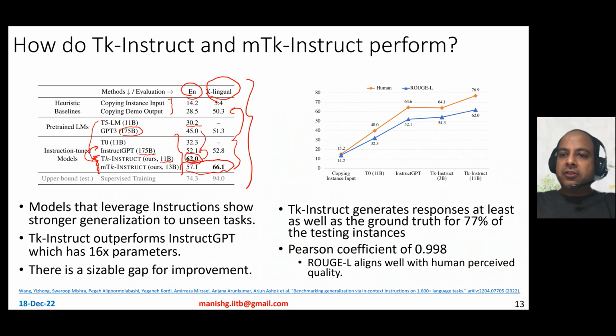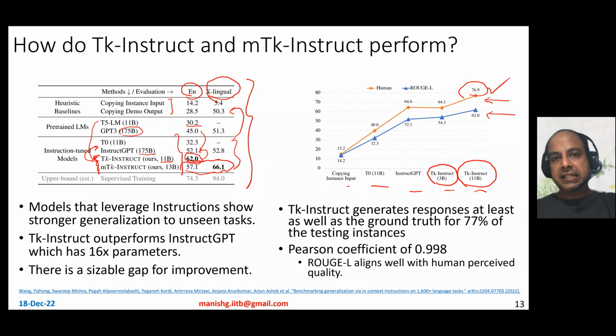Okay. Now, on the other side, what you see is different kinds of models being shown here. And what is plotted is essentially the Tk-Instruct 3 billion parameter model and the 11 billion parameter model. What you also observe is that there are two curves, one for the human evaluation. So how good do you think is the output versus the Rouge-L based evaluation? What people observe is that Tk-Instruct generates responses at least as well as ground truth for 77% of the test instances, which is really good, right? I mean, this is human evaluation, remember? This is human evaluation.